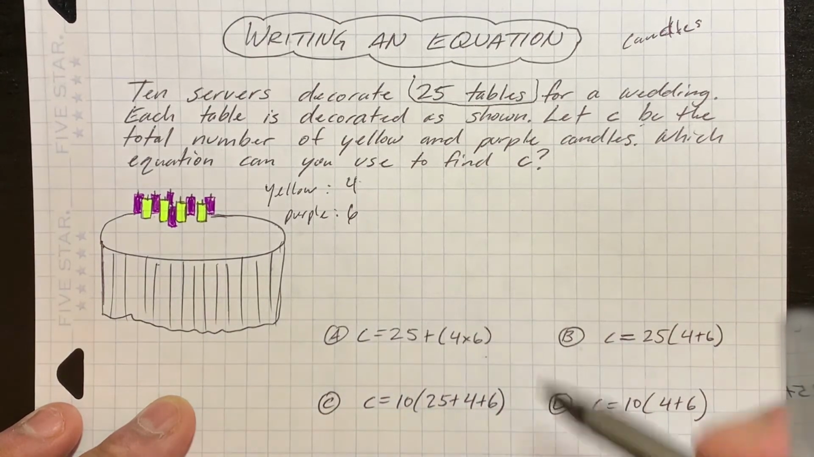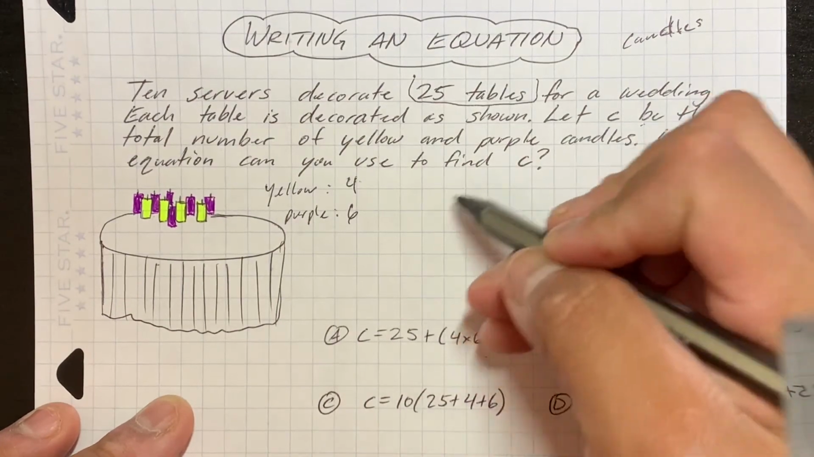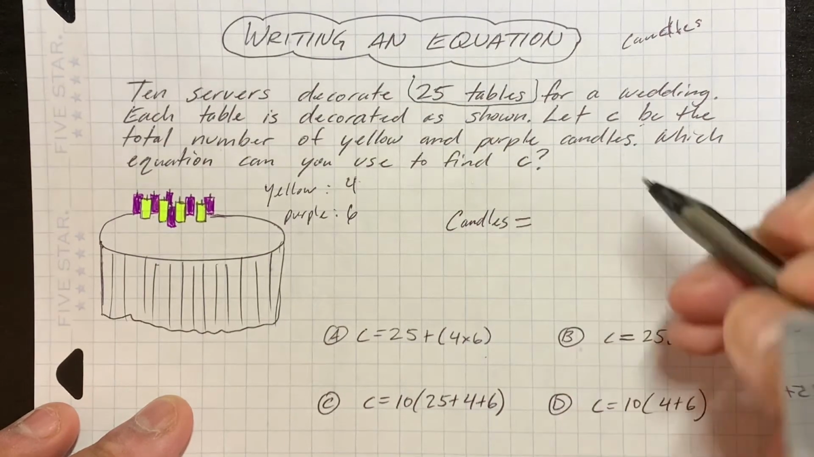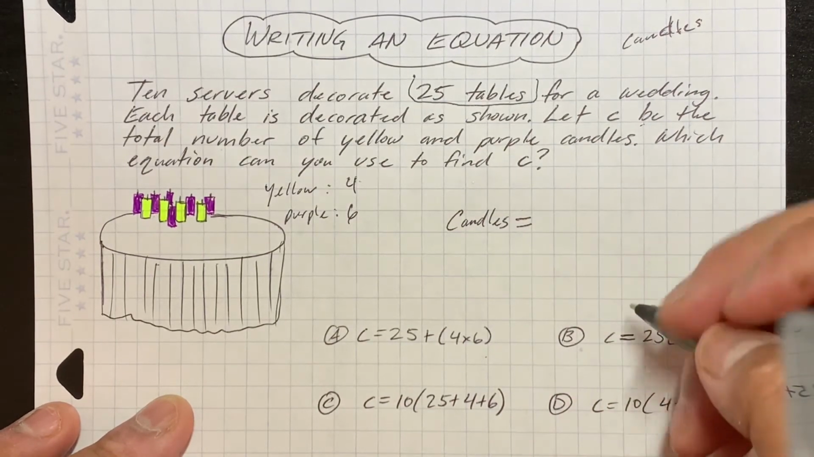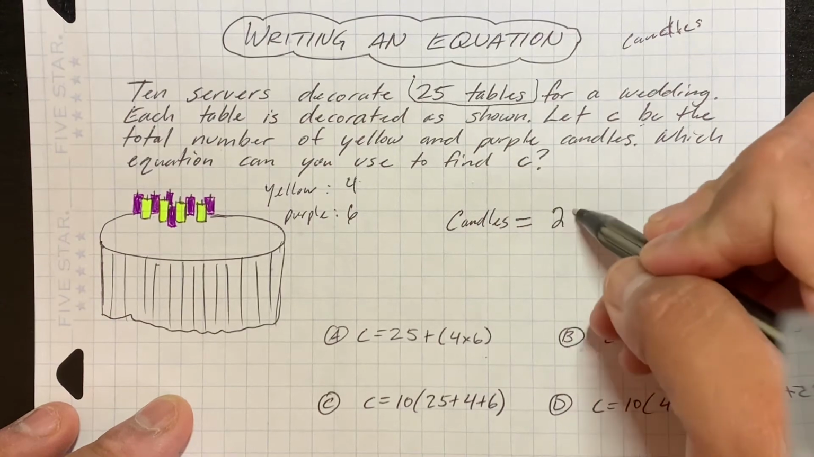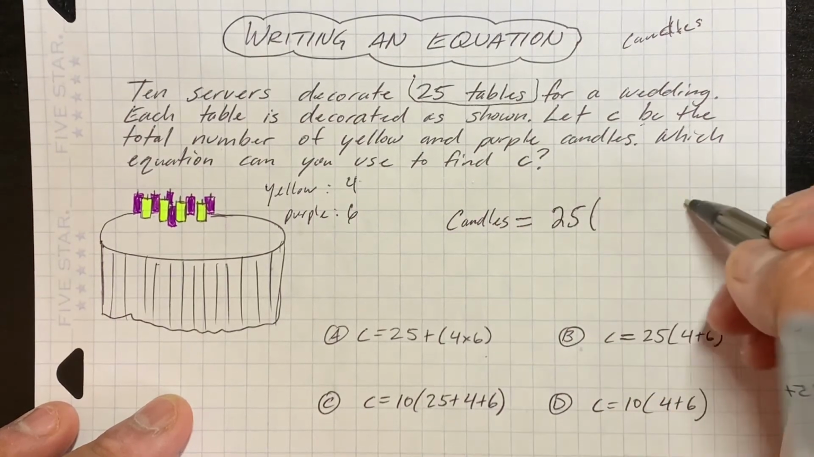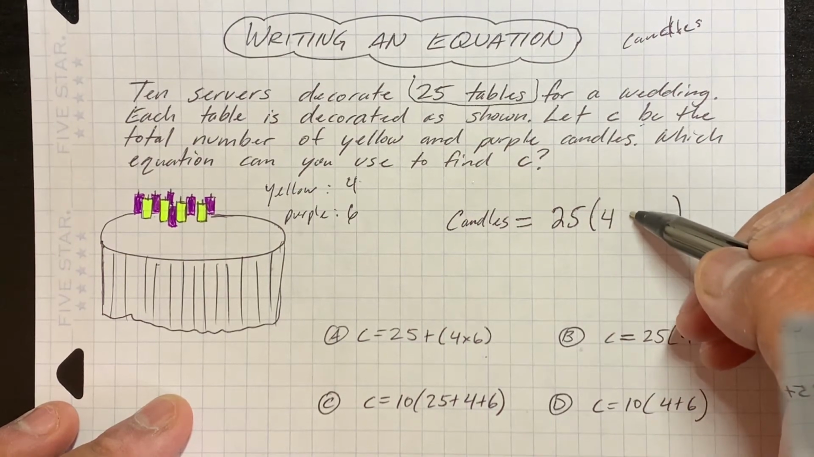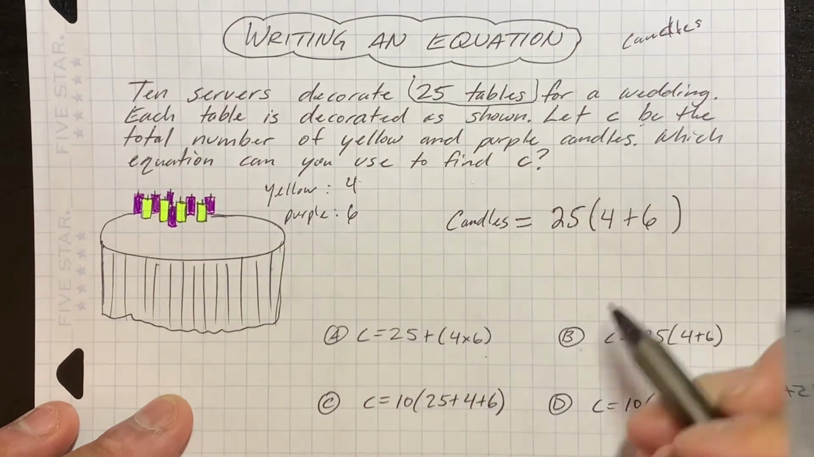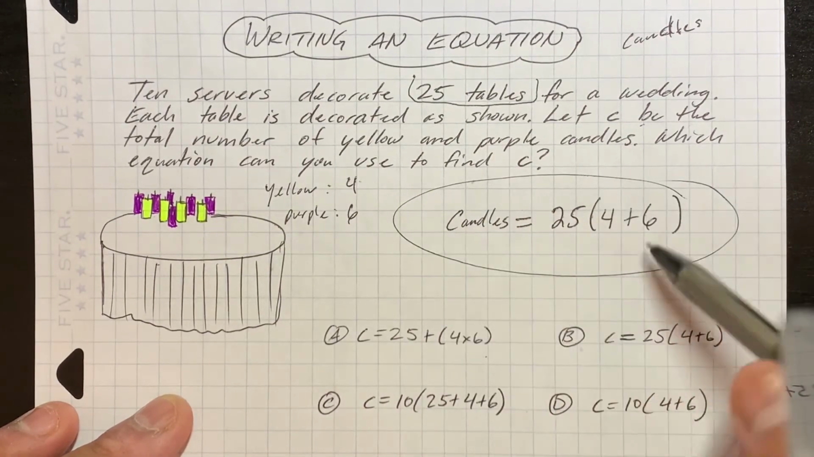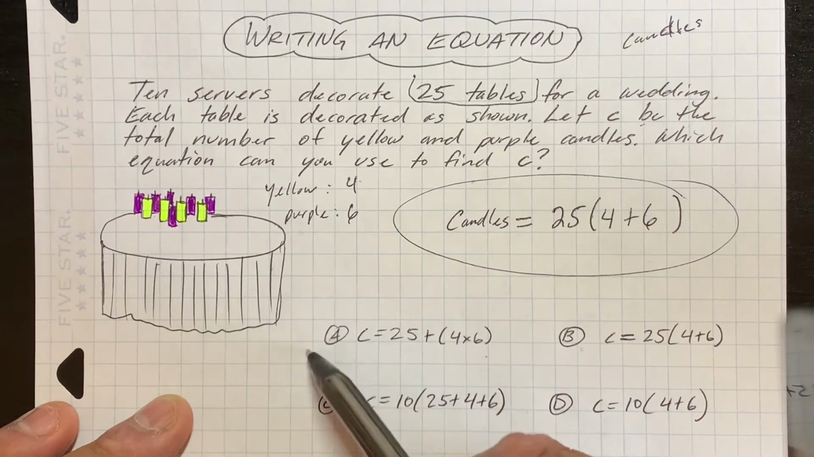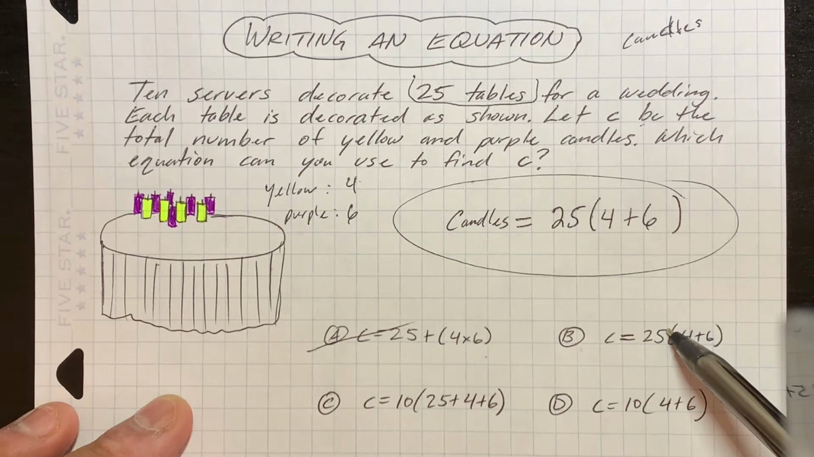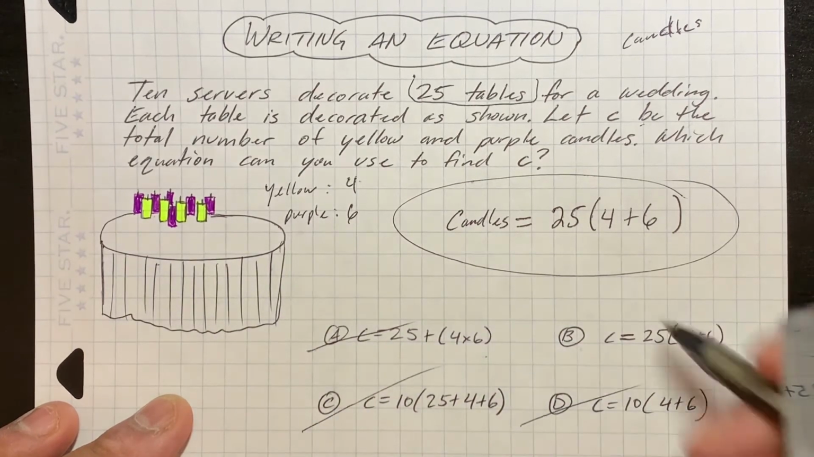Let's just go ahead and figure this out. We know that there's a total. We want to know how many candles we're going to need. What we do know is that there's 25 tables, and we have to multiply that by 4 yellow candles, and then add that to 6 purple candles. So which one matches this? Nope, not A. Possibly B. Not C, not D. So it's B.